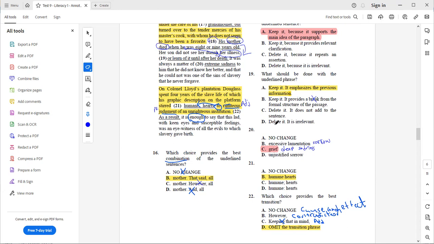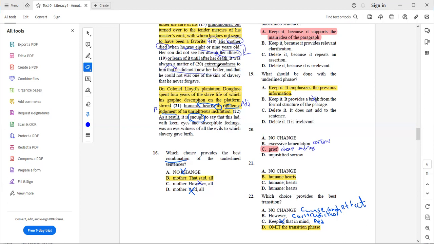And Engineer Zaina. It was always a matter of extreme sadness to him that he did not know her better, and that he could not was one of the sins of slavery that he never forgave. Okay, take care that you need to find now a vocab word that matches that. He said it was always a matter of the death of his mother. Of what? To him. Why? This is what will give you the meaning: that he didn't know her better, and that he couldn't was one of the sins of slavery that he never forgave.